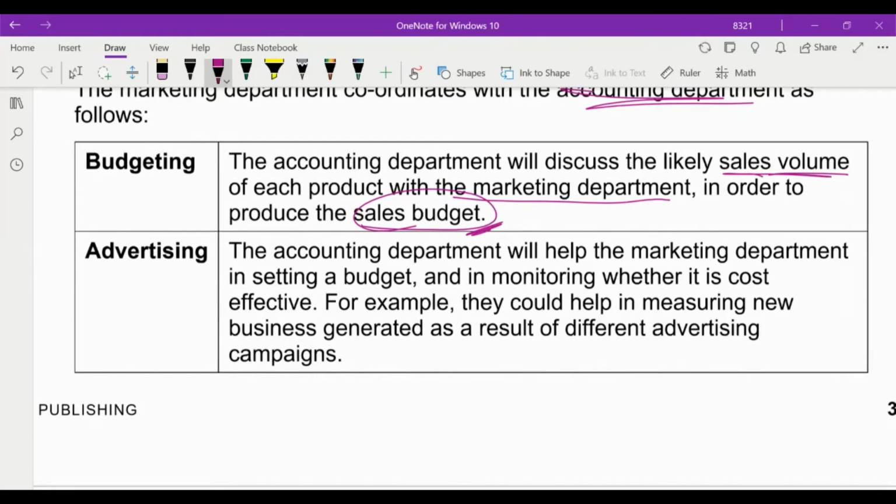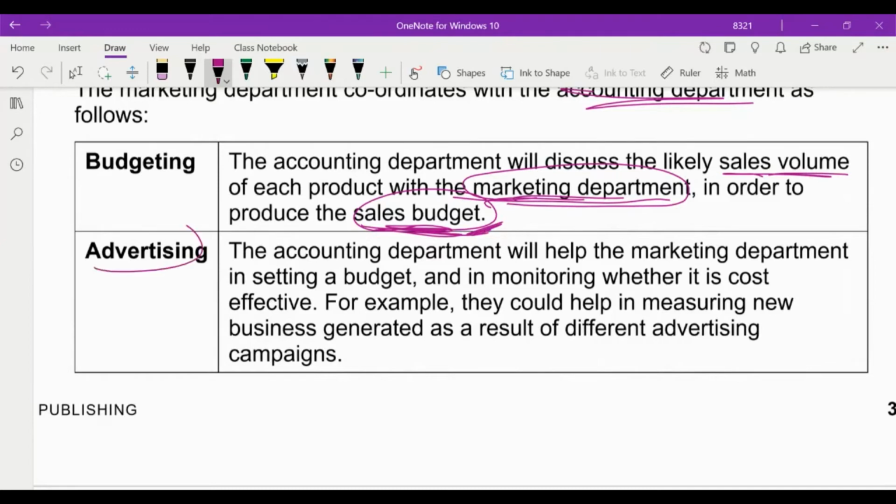Then you reverse work the production, the raw material, and other things accordingly. So this input will come from the marketing department: how much the business can expect as sales in the upcoming year or upcoming quarter or upcoming month, whatever your budgeting period is.